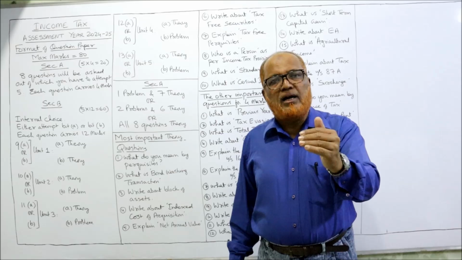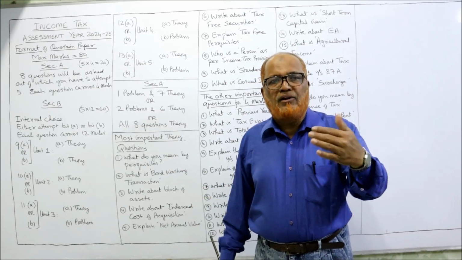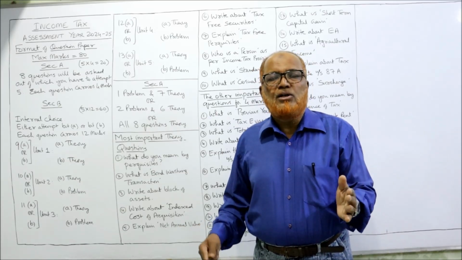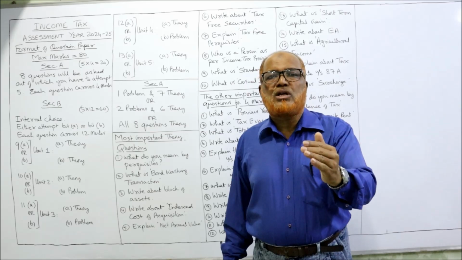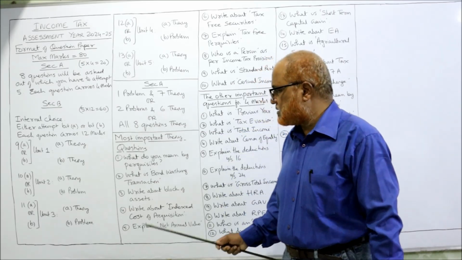For furniture, a different block is given. For plant and machinery, a different block is given. For motor lorries and motor cars, separate. So a different rate of depreciation has been given for different blocks of assets.